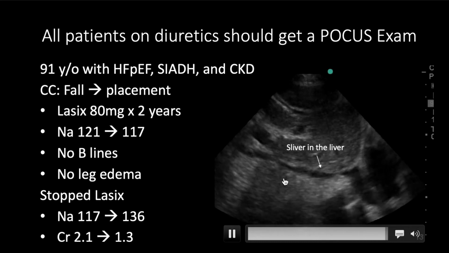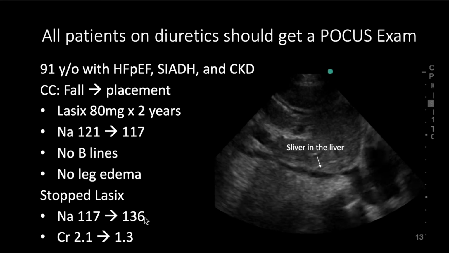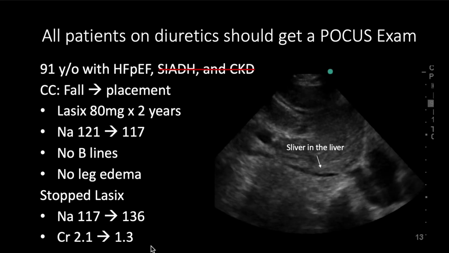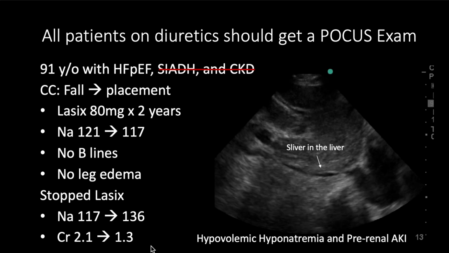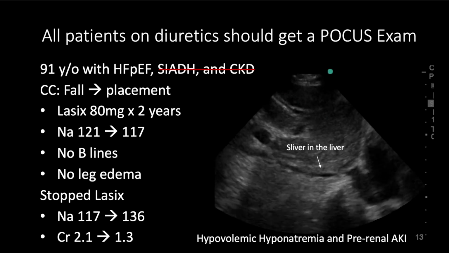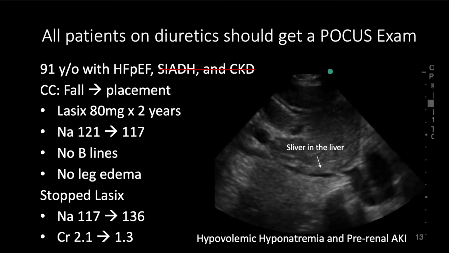We decided to stop his Lasix, and his sodium uptrended to a normal range slowly over several days, and his creatinine normalized. So this wasn't a patient with SIADH and CKD. He was a hypovolemic hyponatremia patient, and he had pre-renal AKI, all as a side effect of his diuretic. No one had checked his volume status for days, weeks, months, or years, realizing that his diuretic was causing these other comorbidities. And with a good volume status exam, point-of-care ultrasound can clue you into this early.